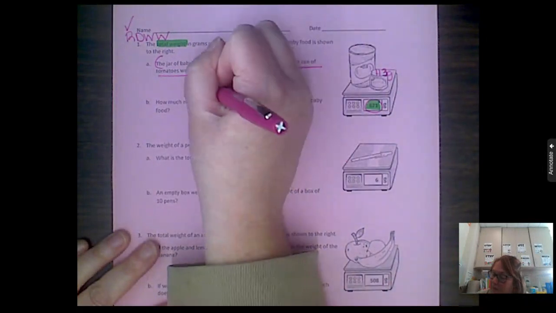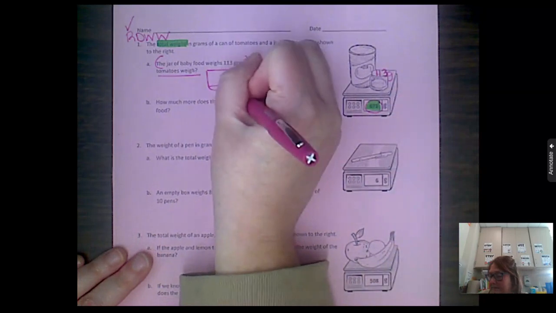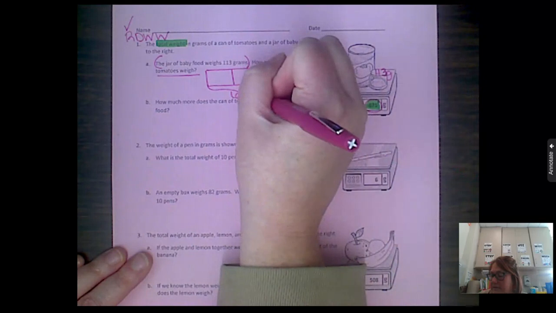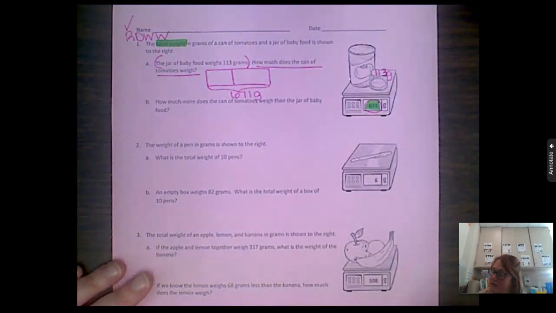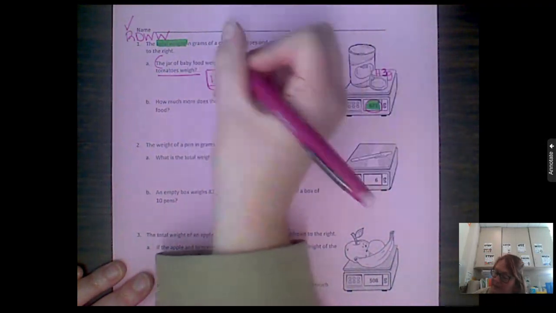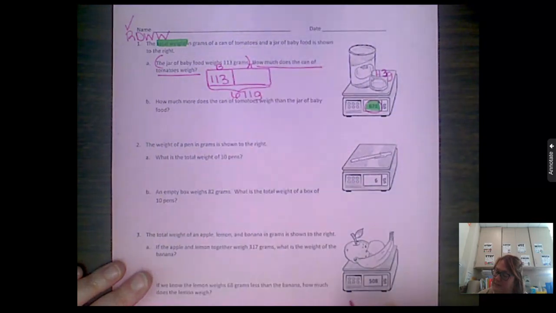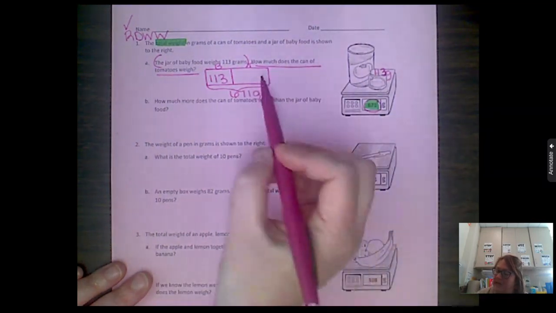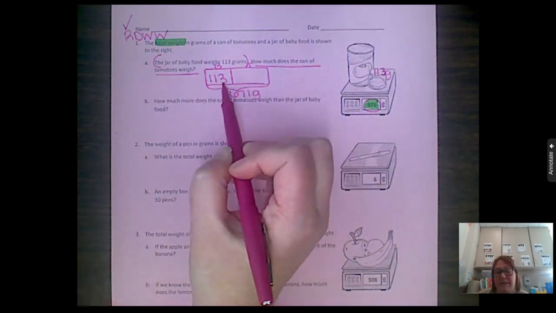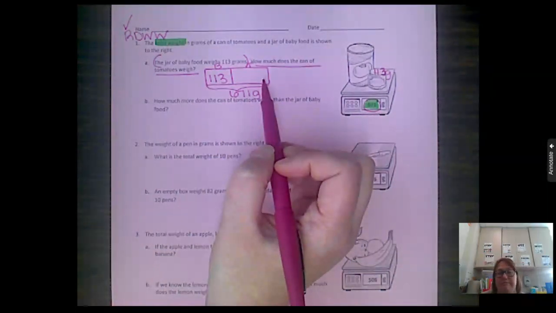So do we know the total? Yes, the total is 671 grams. Okay. And I know that the baby food weighs 113 grams. Okay, so here's the baby food. I'm going to put a B for baby food and a T for tomatoes. And I want to know how much does the can of tomatoes weigh? So I know the total and I know the weight of the baby food.